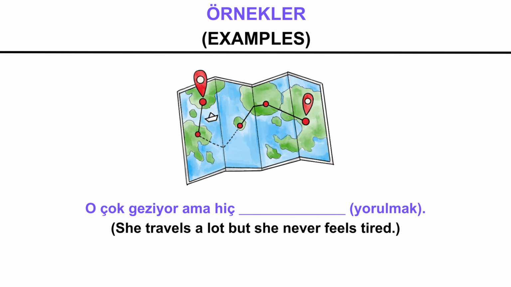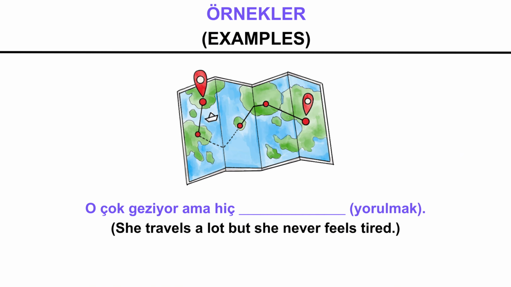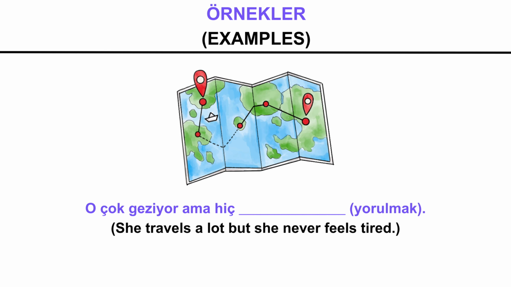Another example. O çok geziyor ama hiç yorulmak. Yorulmak is to get tired. Yorulmak is a proper verb in Turkish. So, she travels a lot, but she never feels tired. I want to conjugate yorulmak for third person singular, for he, she, right? For o. And I want to make it negative because she never gets tired. So, I take yorulmak. I get rid of mak.